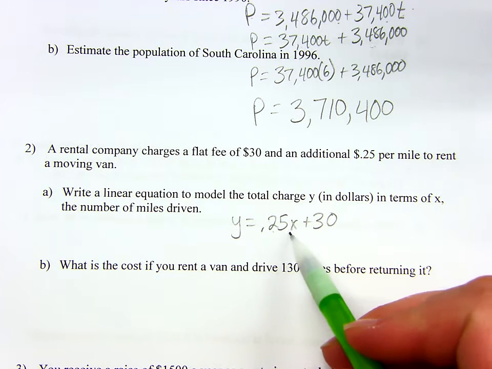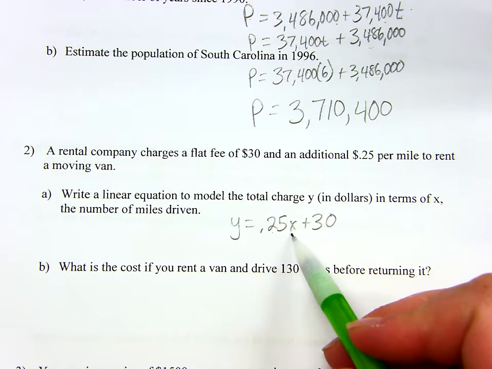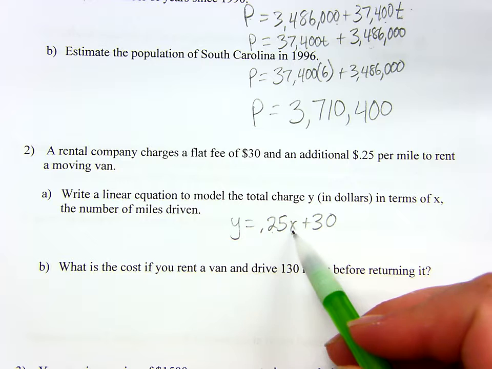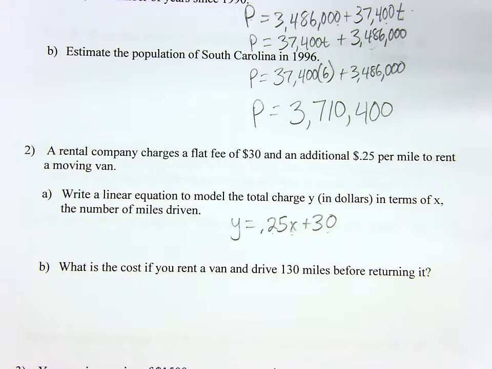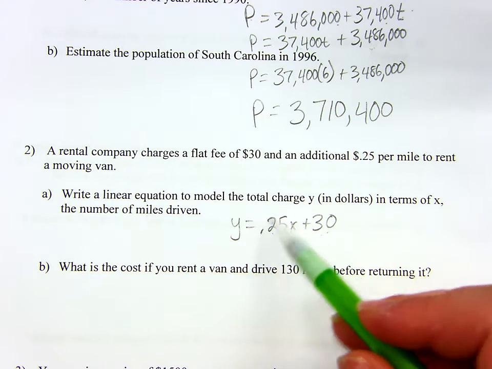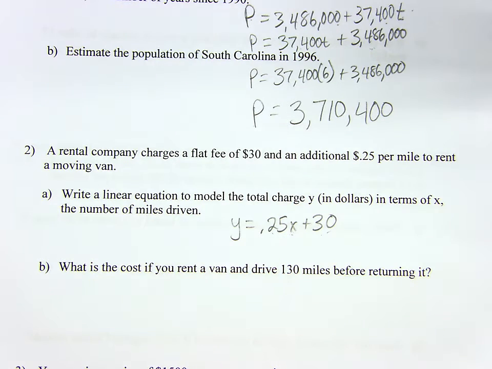Yeah, it's 25 cents per mile. I don't know how many miles I'm driving yet, so 0.25 times however many miles I end up driving. The $30 is a one-time fee. So it's just 30 bucks, and then I'll also pay the 25 cents per mile. Are you wrong if you said y equals 30 plus 0.25x?